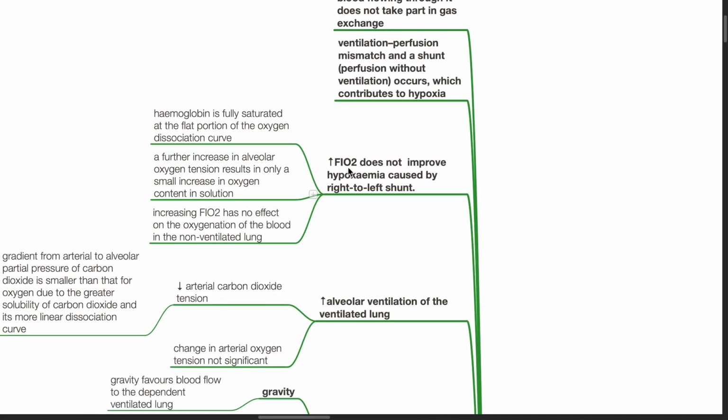Increasing FiO2 does not improve hypoxemia caused by right to left shunt. Hemoglobin is fully saturated at the flat portion of the oxygen dissociation curve. A further increase in alveolar oxygen tension results in only a small increase in oxygen content in solution. Increasing FiO2 has no effect on the oxygenation of the blood in the non-ventilated lung.